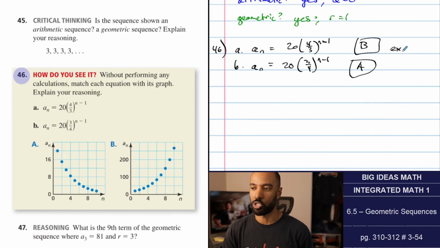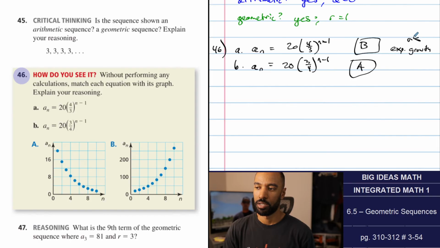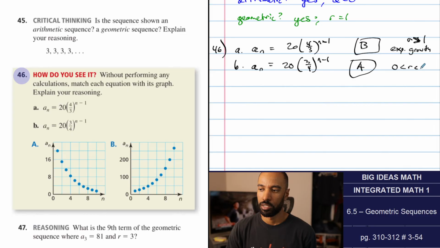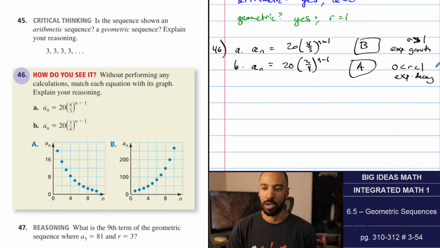So I'll just say exponential growth as R is more than 1. And here R is between 0 and 1. So it's exponential decay. That's how I see it.